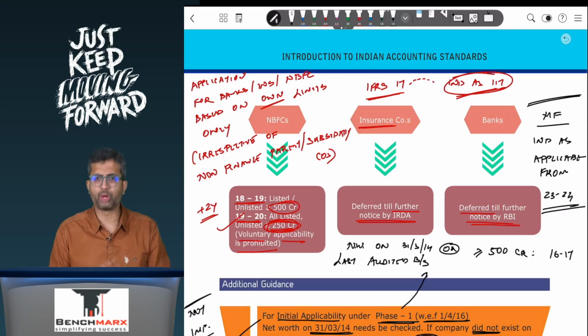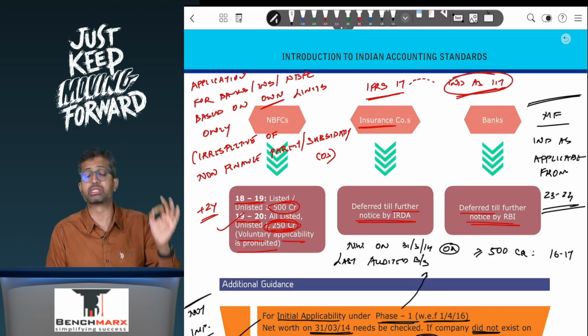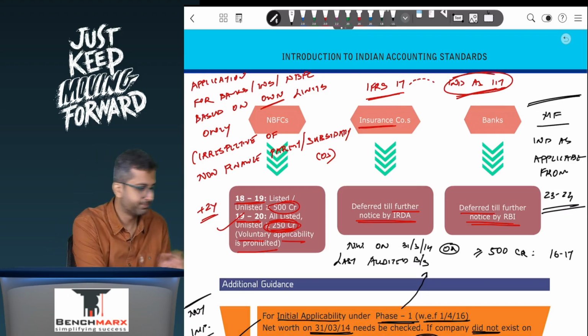No? So we'll stop for a 10-minute break, and on the other side we will jump into the main Ind ASs. We'll start with the asset based Ind ASs, Ind AS 16 Property, Plant and Equipment. So be back in exactly 10 minutes. Okay? Let's go.